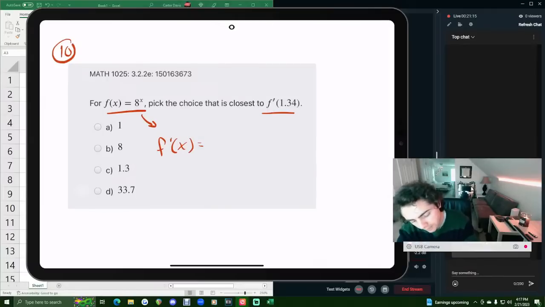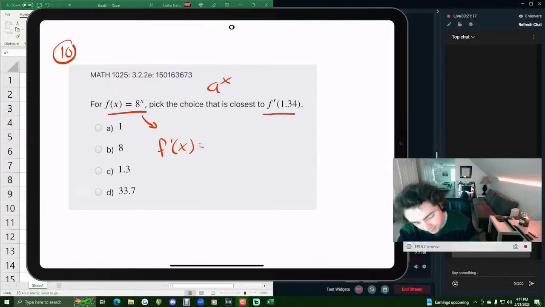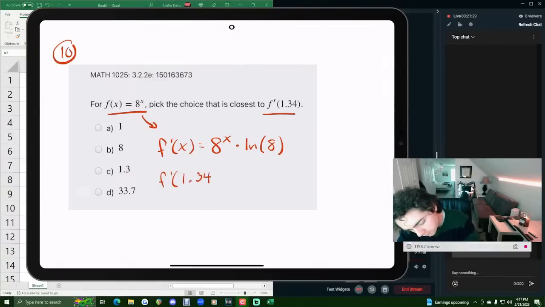The derivative of a to the x, any number raised to the x, will be that same exact function times natural log of the base number. So natural log of 8. And so that's f prime. So f prime at 1.34 means we just plug in 1.34 in place of x.